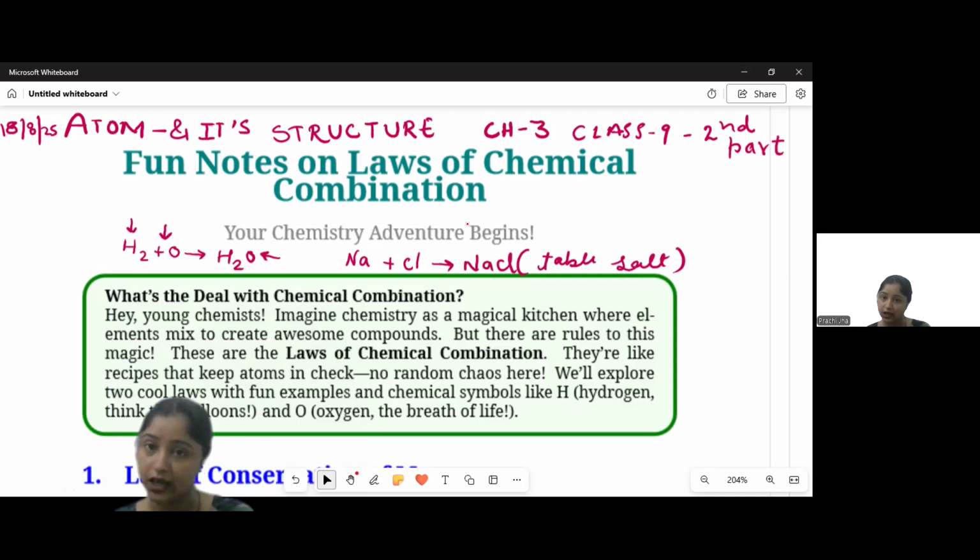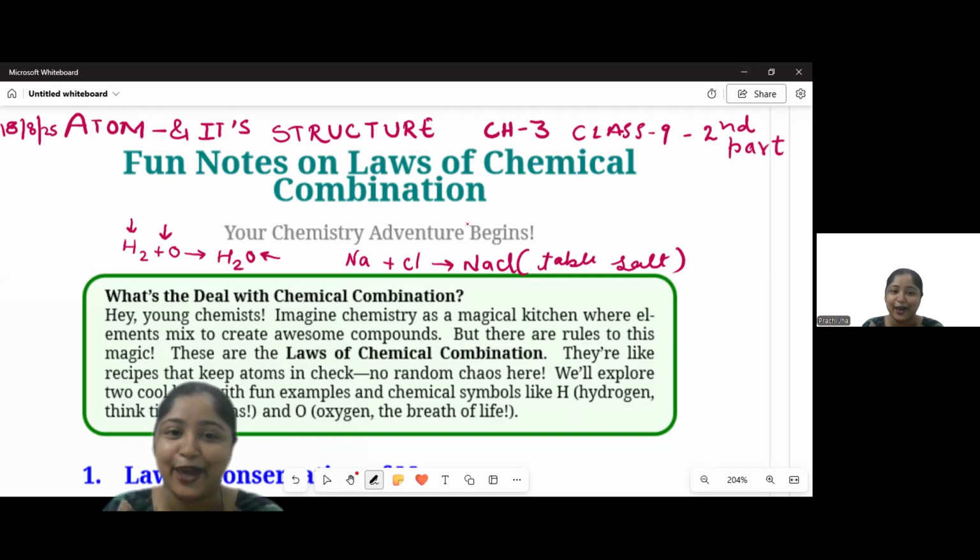And on this, there are a few laws that are being followed. They just don't mix up. Normally, they have some laws that they follow to get mixed up and form a compound. That is what the laws of chemical combination are. Let's quickly read it out.